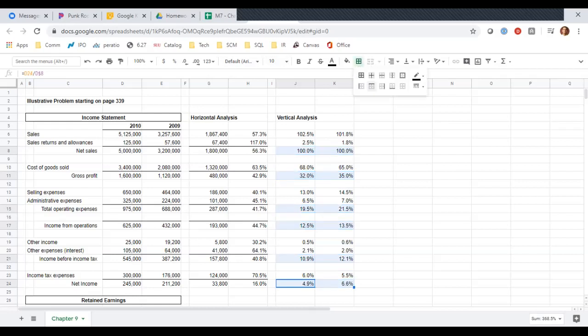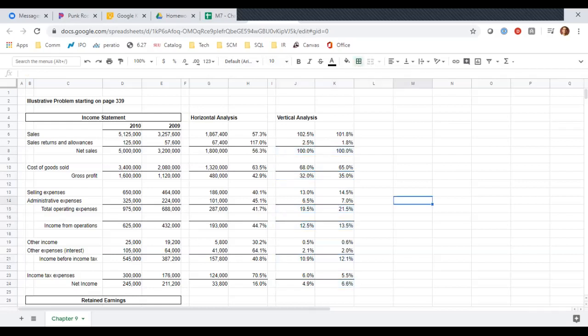Let's put our border in. Okay. All right, so now that we have a horizontal analysis and a vertical analysis, let's think about both of these for just a second.